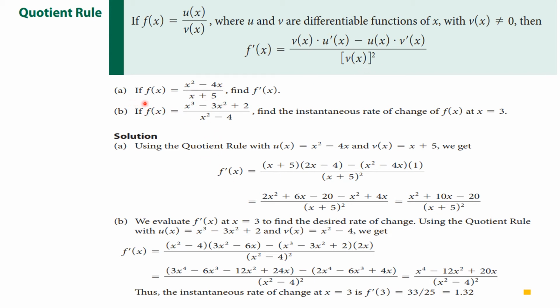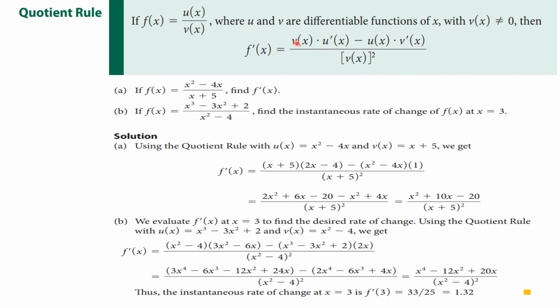Suppose f(x) is equal to (x² − 4x) divided by (x + 5), and you have to find the derivative of that function. Since this is a fraction, of course you have to use the quotient rule. So using the quotient rule, we assume that x² − 4x is u(x), and x + 5 is v(x).